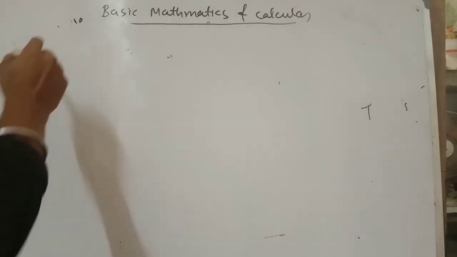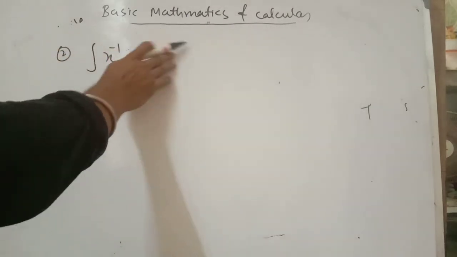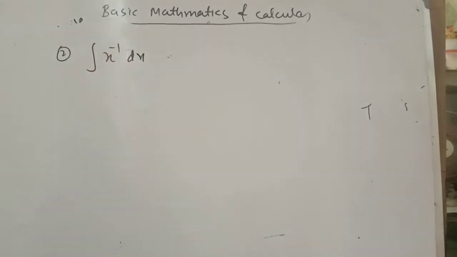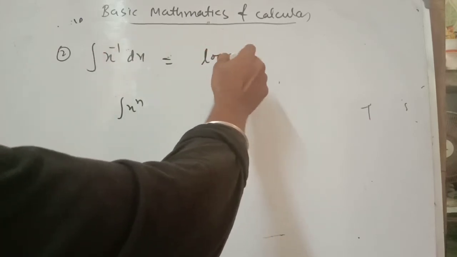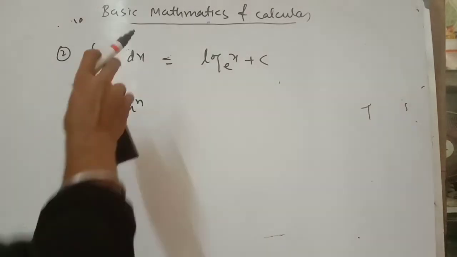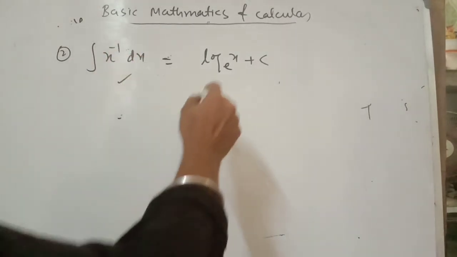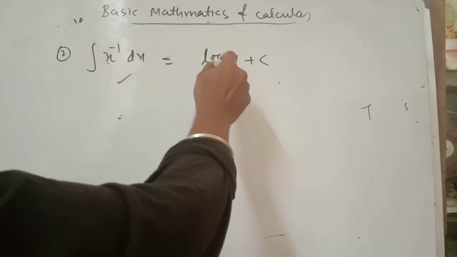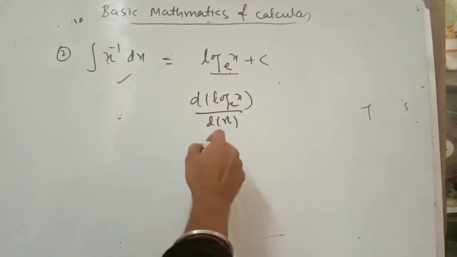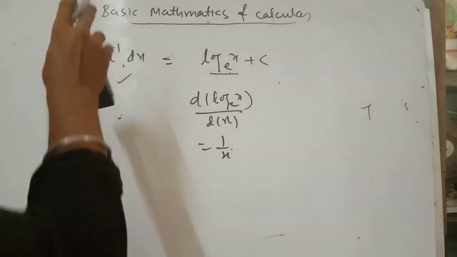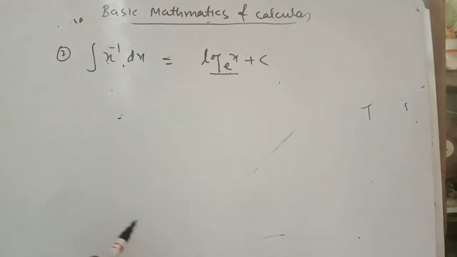Now the next one: consider x to the power minus 1, dx. What is the integration of this function? Here you will not use the power formula. This is a special exception: the formula is log x to the base e, plus c. As I already told you, it is the inverse process of differentiation. When you differentiate this, it becomes this one. The differentiation of log x is equal to 1 by x, so obviously it works here. So this is the integration of x to the power minus 1.